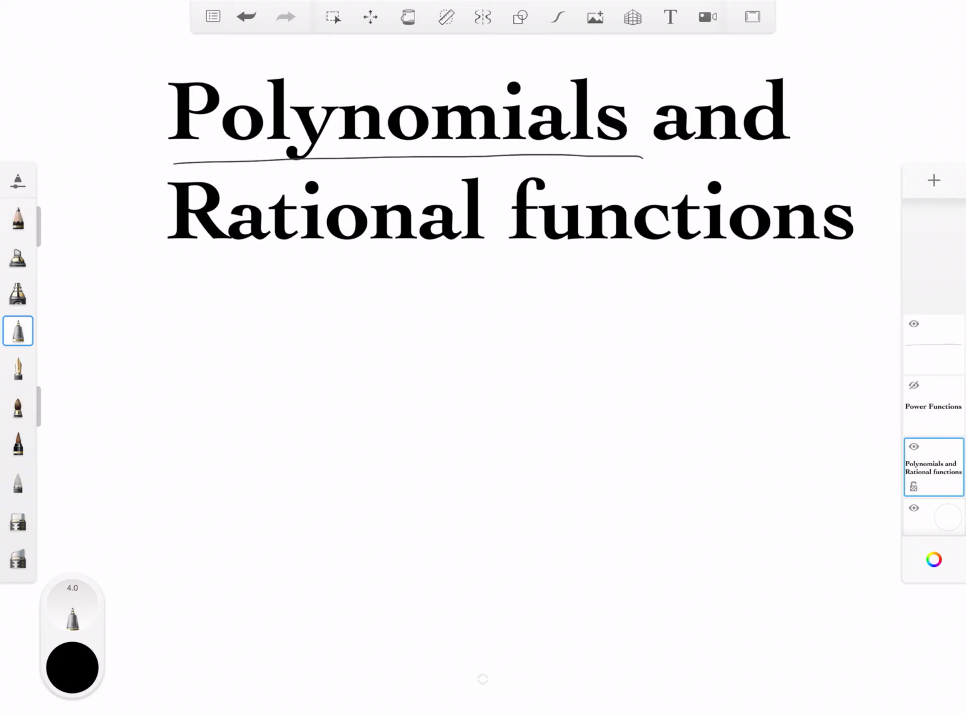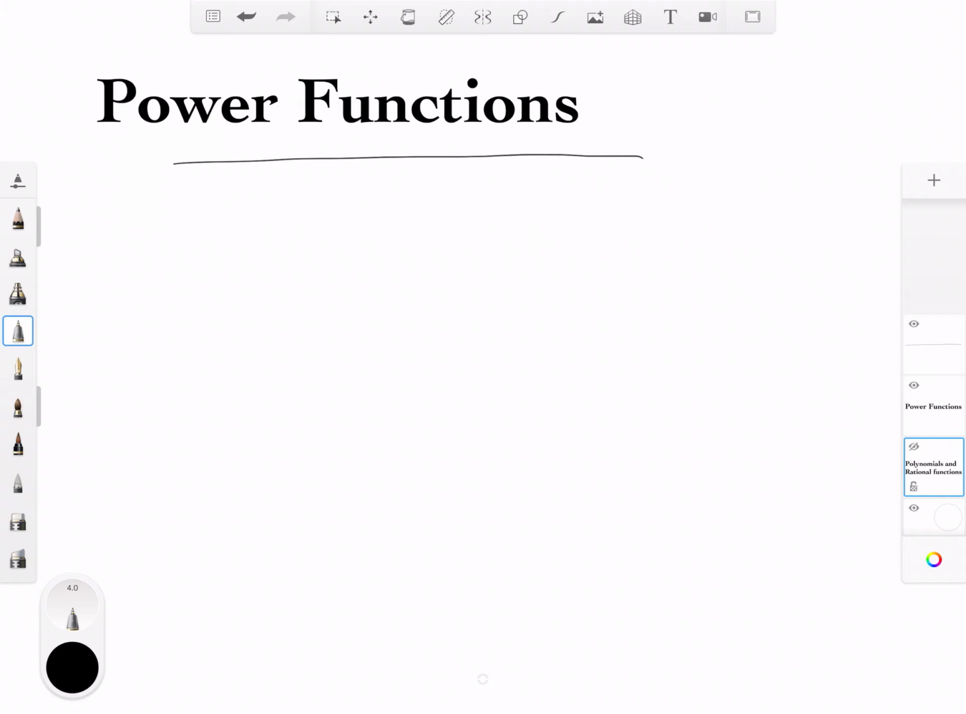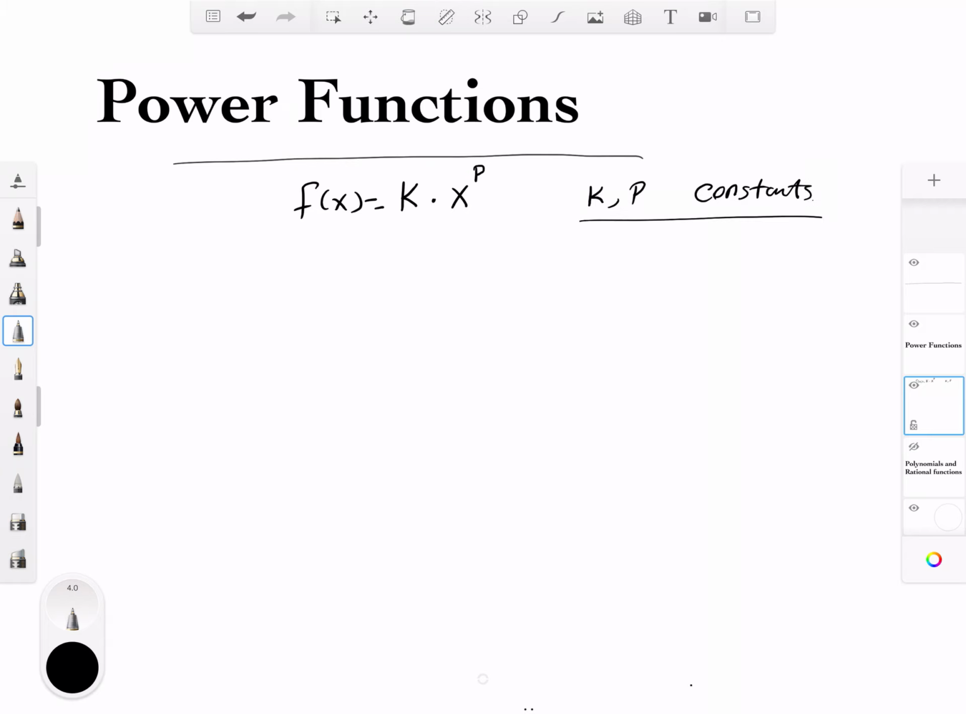We are in the last chapter of pre-calculus, polynomials and rational functions. Before we go to polynomials, we're going to talk about the power function. The standard form for the power function is f of x equals k multiplied by x to the power of p. K and p are both constants. They can be any numbers.